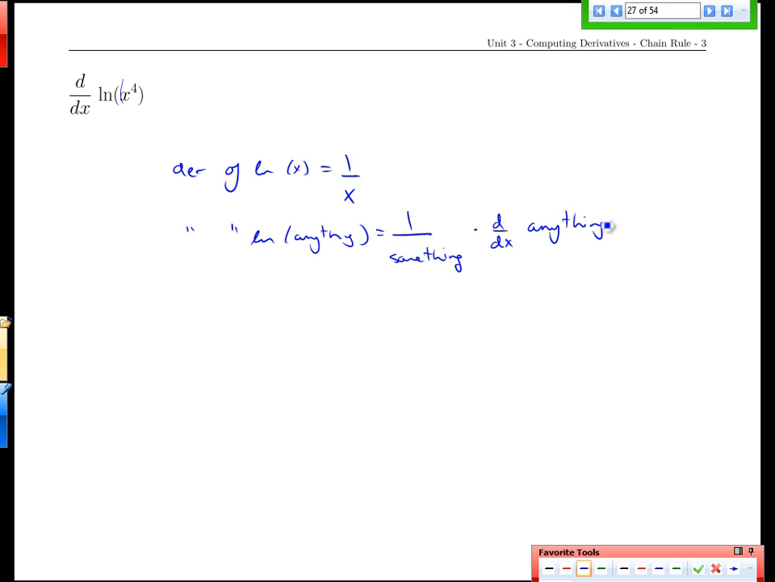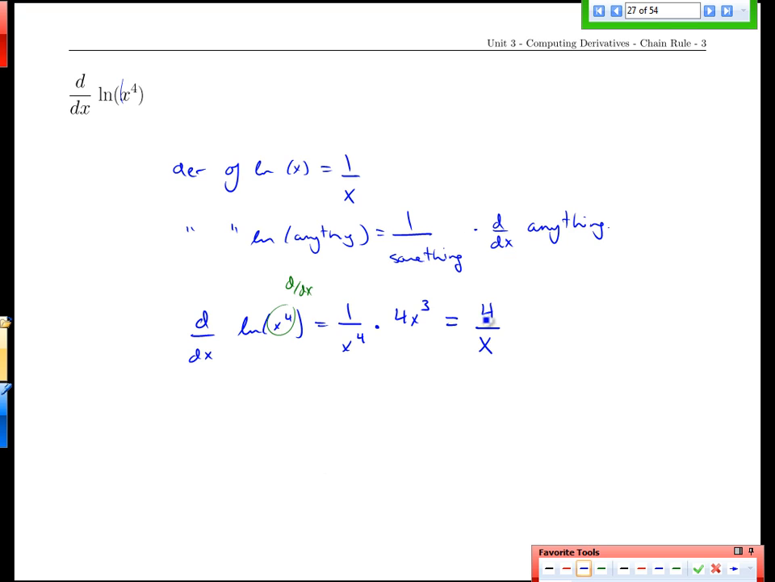All right. So derivative of ln x is 1 over x. The derivative of ln x to the 4 is going to be 1 over x to the 4 times, don't look at where it is here, go back to the original function and take its derivative. So times the derivative of x to the 4, which is 4x cubed. And if we simplify that out, that actually turns into 4 over x.